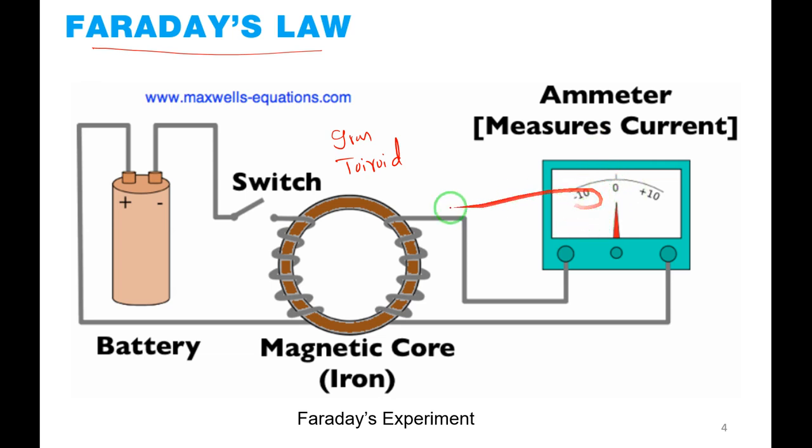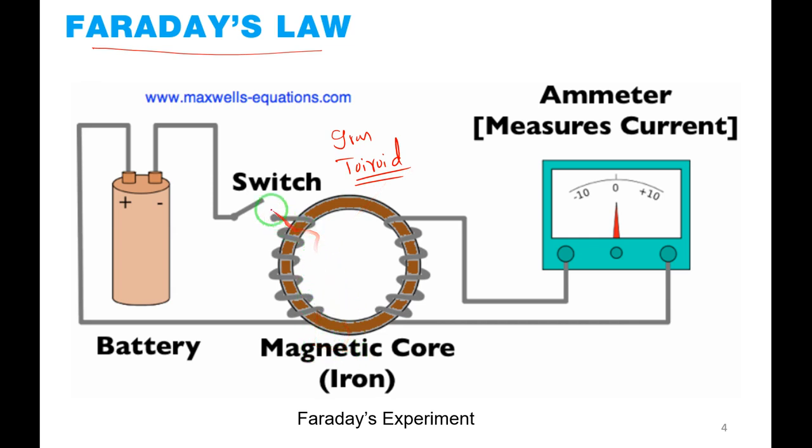So, on one part of the circuit the battery is connected, and on another part of the circuit the ammeter, which is used to measure the current, is connected, right? Here there is a switch, and this is the magnetic core. We call this an iron toroid. Already I told you, right?